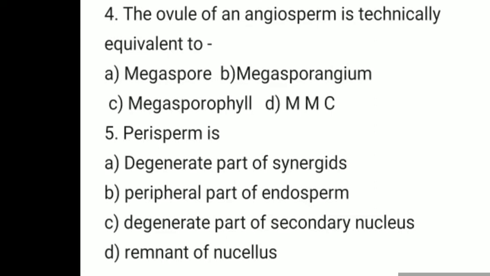Question number 5. Perisperm is degenerate part of synergids, peripheral part of endosperm, degenerate part of secondary nucleus, remnant of nucellus. Here the answer is option D, because after double fertilization, the remnants of nucellus of ovule in the mature seed is called the perisperm.